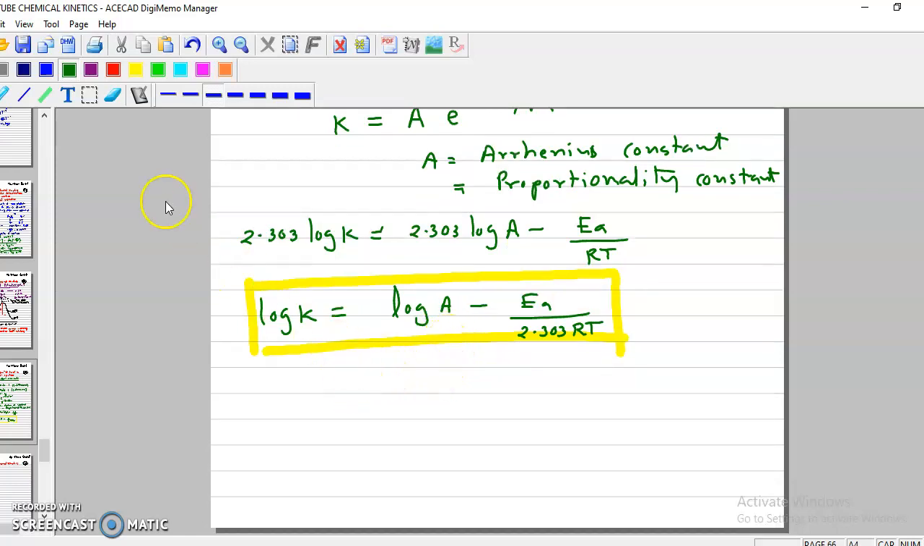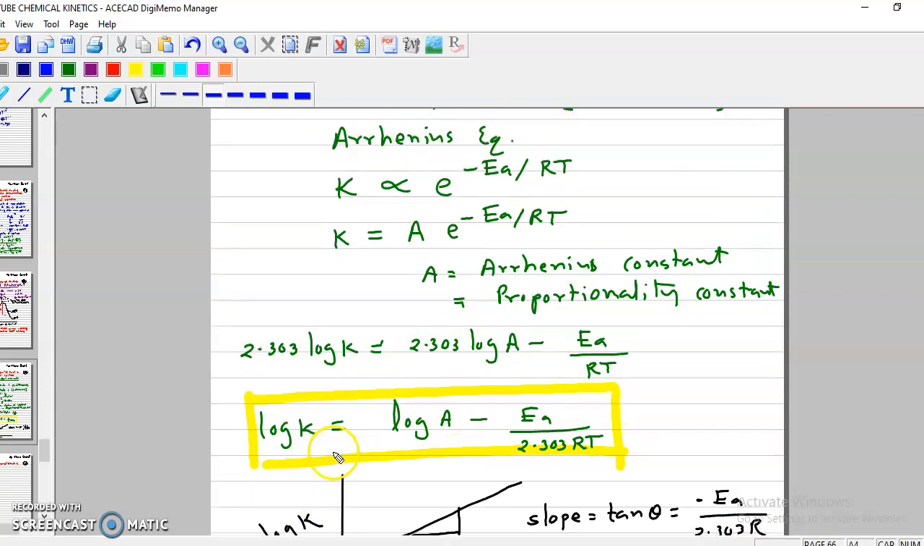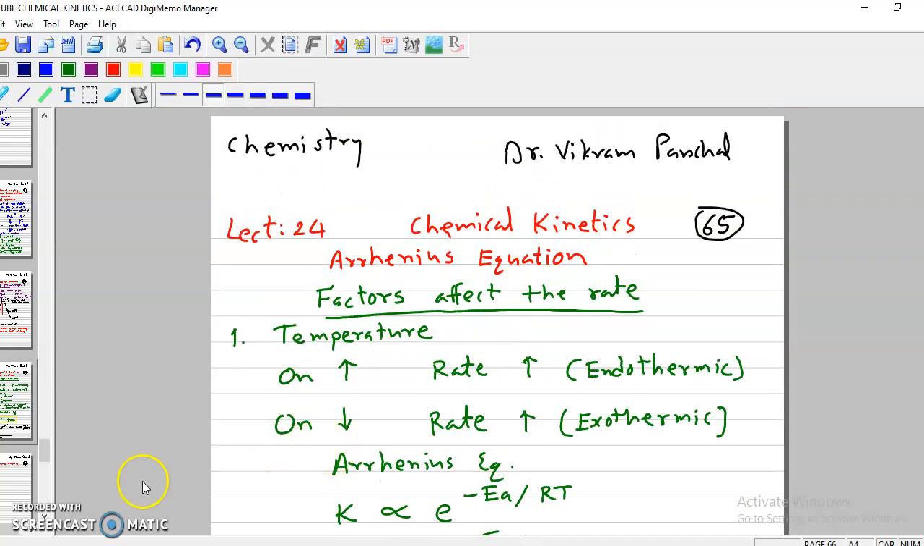We can plot a graph like this one, log K versus 1 upon T. It will be a straight line, and the slope, that is tan theta, is equal to minus Ea upon 2.303 R. So from this we can find out Ea, the energy of activation, if you know R. This is the way we can use the Arrhenius equation to find out energy of activation.